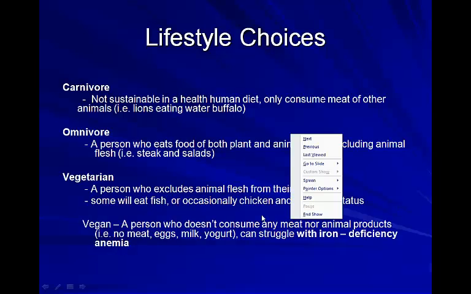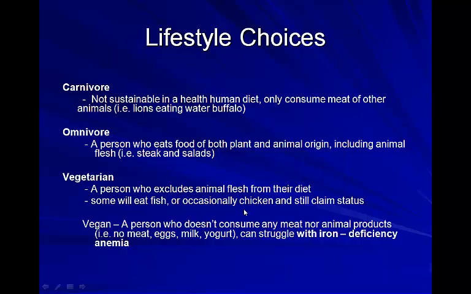So what sorts of things influence lifestyle choices? Well, there's a lot of things that influence lifestyle choices, but just to define a few, you've heard some of these terms before, so I just want to make sure that you know what they mean. A carnivore, humans are not carnivores, but just to give you the sense of where some of these other words come from, it's important to define carnivore. A carnivore is an animal that only consumes the meat of other animals, like a lion eating a water buffalo. So a completely meat diet is what a carnivore is.